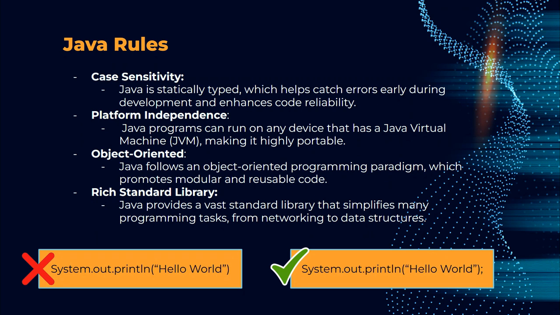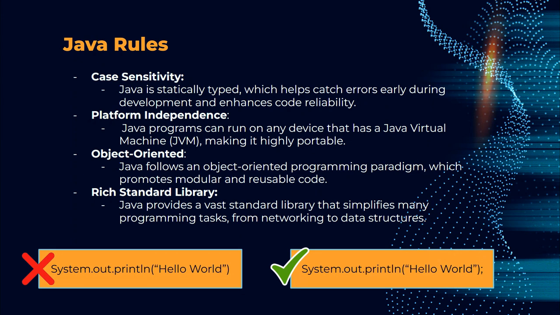One of the most celebrated features of Java is its platform independence. This means that Java programs can run seamlessly on any device equipped with a JVM, or Java Virtual Machine, making the language highly portable. This feature has been instrumental in Java's widespread adoption everywhere, as it allows developers to write code and deploy it across multiple platforms without modification.